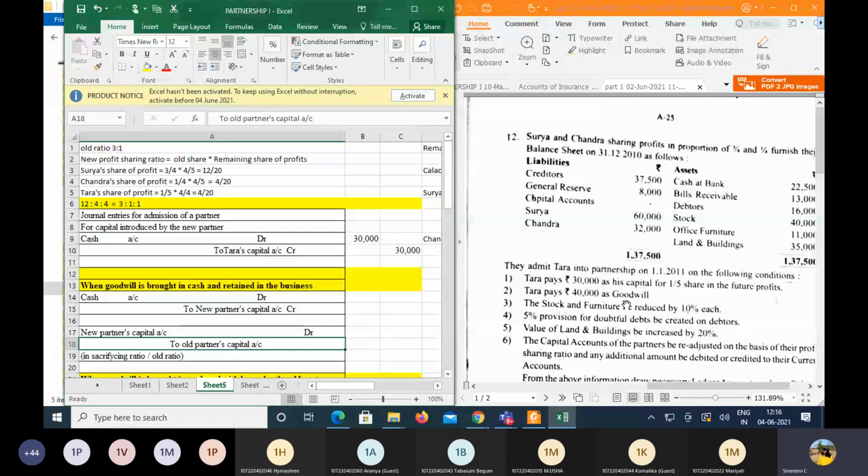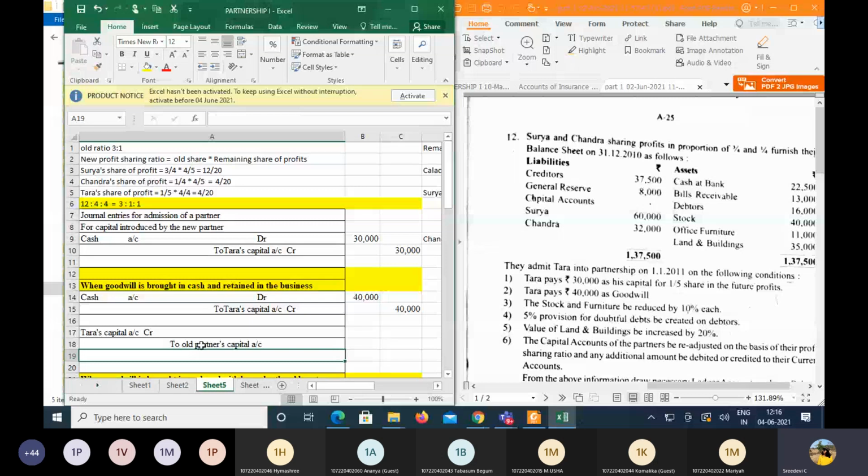in the firm itself. So when it is going to be retained, we write the entry as first cash to new partner's capital, and the amount of the goodwill here is 40,000, and here also it is 40,000. Then the new partner is Tara, so Tara's capital account to the old partners. So who are the old partners here? The old partners are Surya and Chandra.